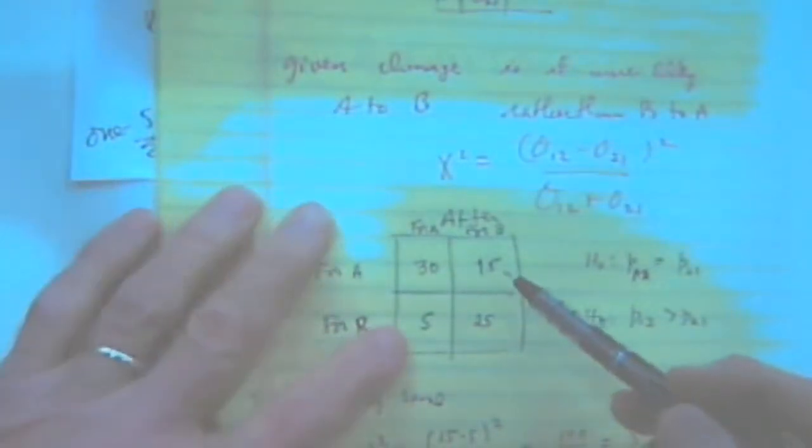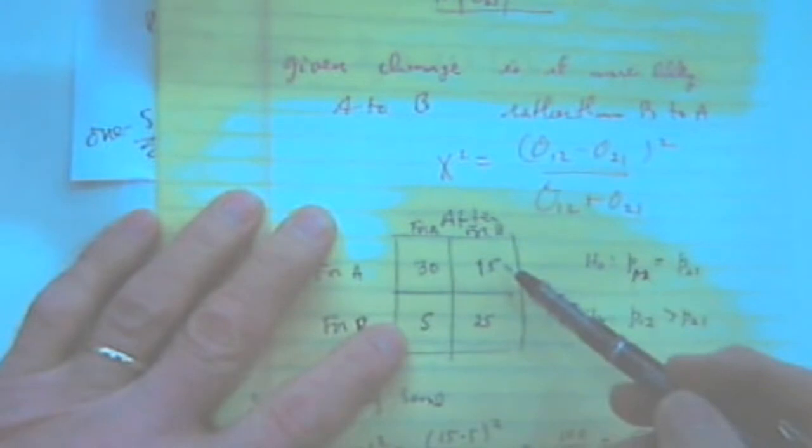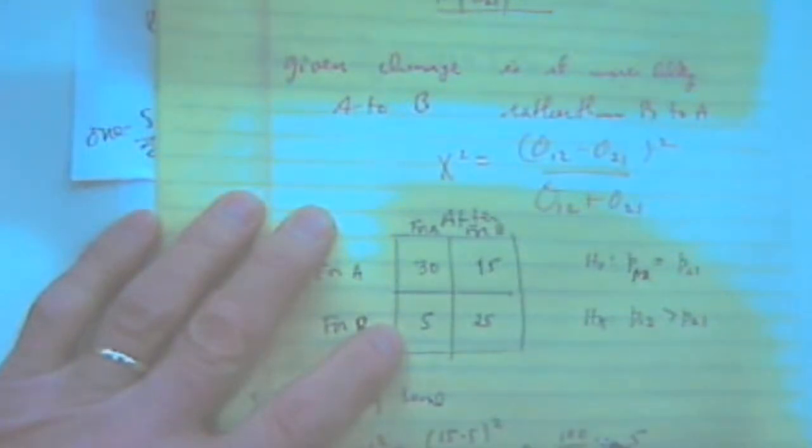Again, the test statistic is easy, it's just the difference in these O's squared, divided by their sum. So the difference is 15 minus 5 or 10, 10 squared is 100. And 15 plus 5 is 20, so it's 5. Then if you look at the probability that a chi-squared one random variable is greater than 5, it's 0.0253. Then for a one-sided test, we want to divide that by 2, so it's only 0.0127.